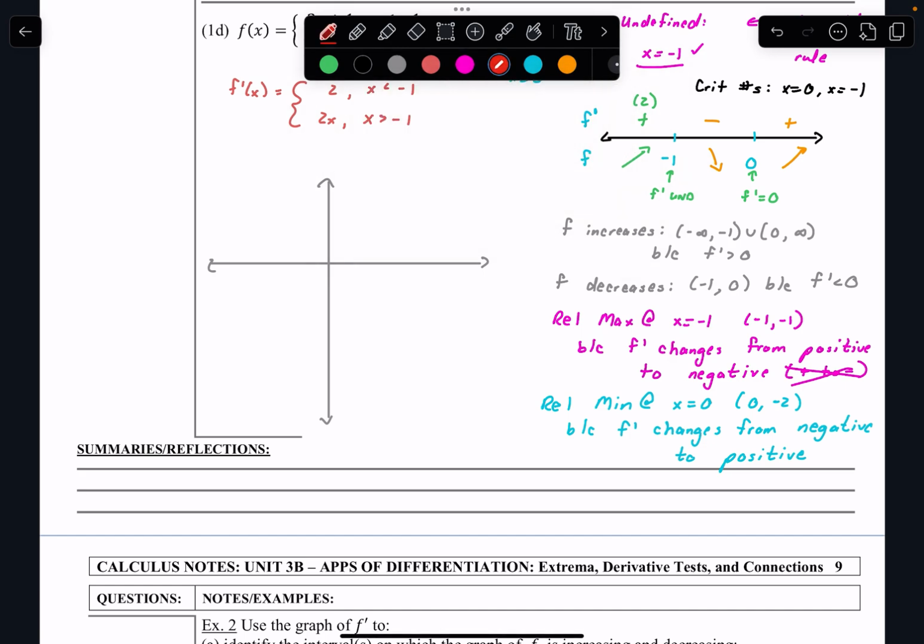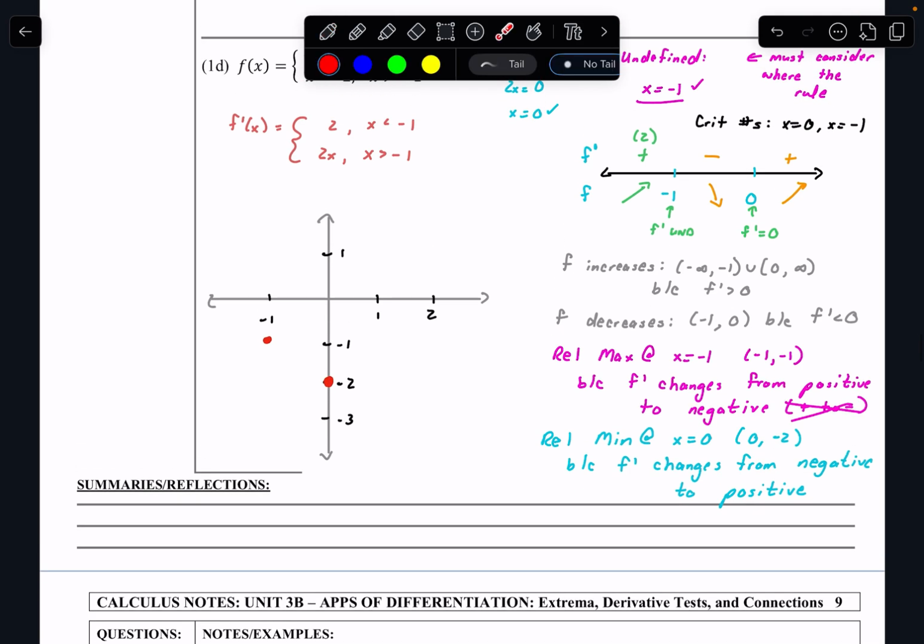So I'm going to plot the point (-1, -1). Let me see if I can get a decent scale here. So -1, -2, -3, 1, 2, 1 right here. So (-1, -1). I know that's supposed to be a relative max, according to my information. Also know that (0, -2) is supposed to be a relative min.